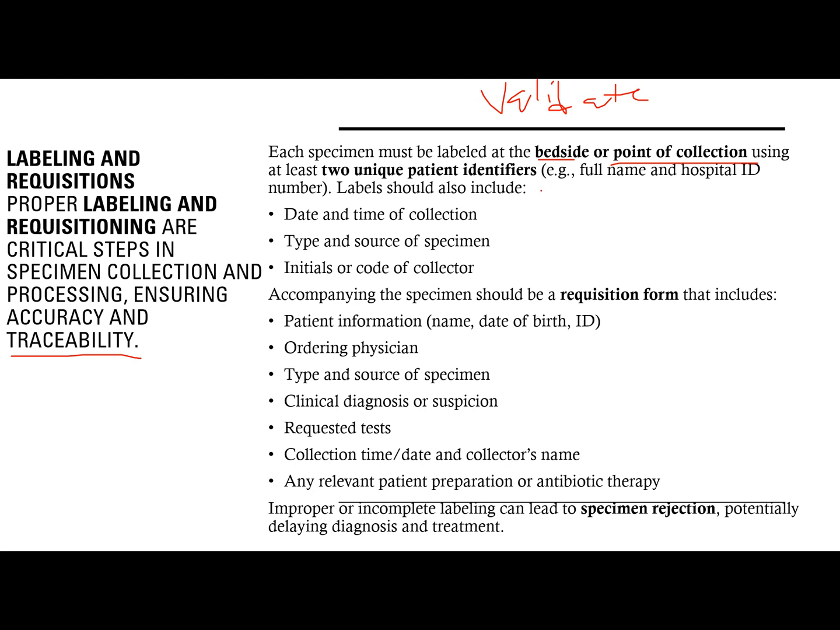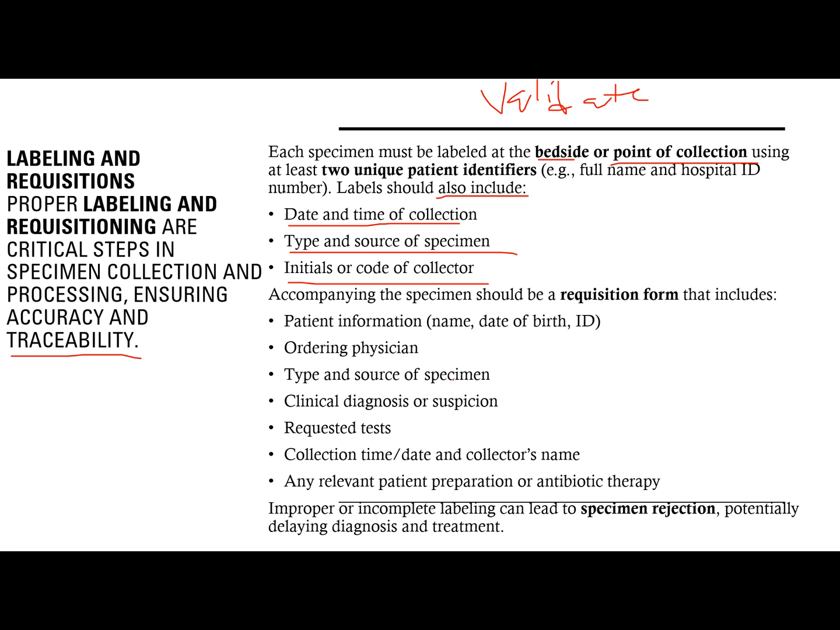Then when you collect them, you label it, and the label, class, should include the following: the date and time of collection, the type and source of specimen, initials or the code of the collector. Also, don't forget the name of the patient sa label. Then the accompanying specimen should have a request form.